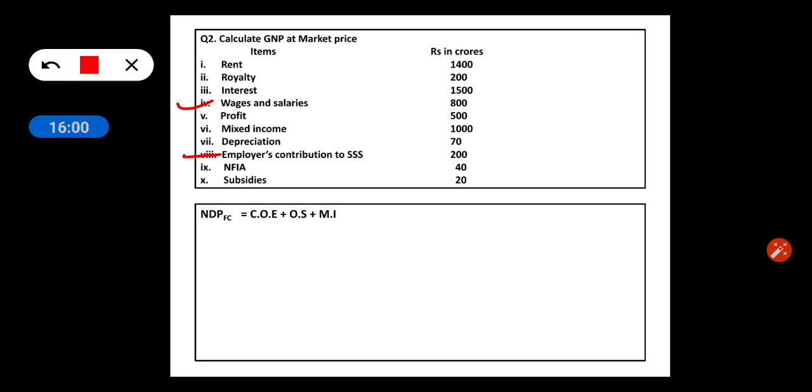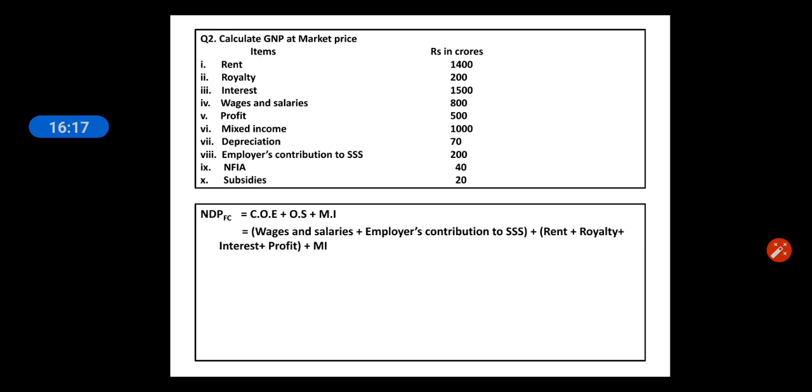And after that, let's find the value of OS. We have rent, royalty, interest. These are your income from property and it's OS. And we have profit. So rent, royalty, interest, and profit are your OS. And we have mixed income here. So rent, royalty, profit, interest plus MI, then we get 5,600 crore.